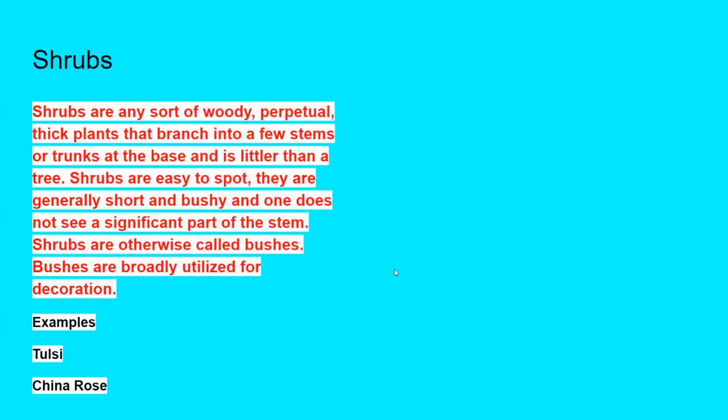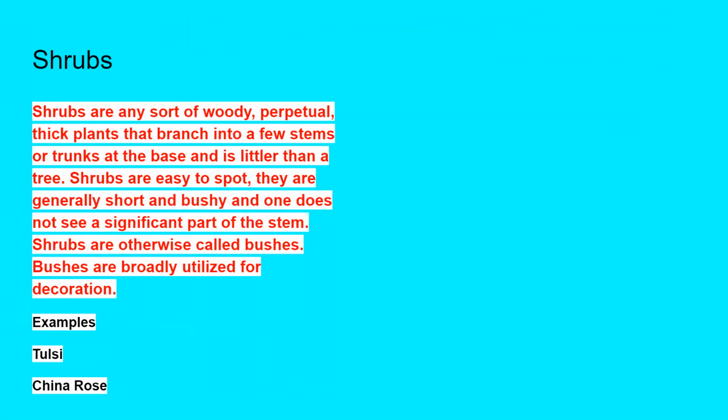Now, let's come to the next one, and the next one is the shrubs. So what are shrubs? The shrubs are any sort of woody, perpetual, thick plants that branch into a few stems or trunks at the base and are lighter than a tree. The shrubs are easy to spot.